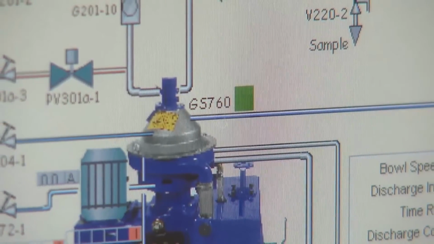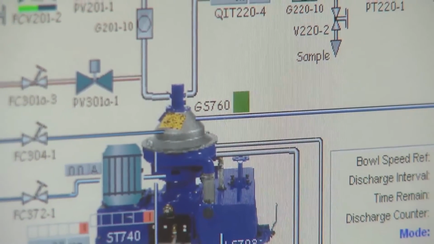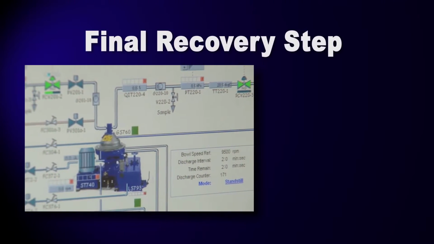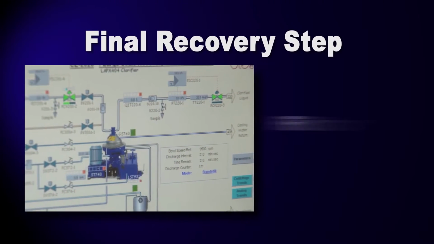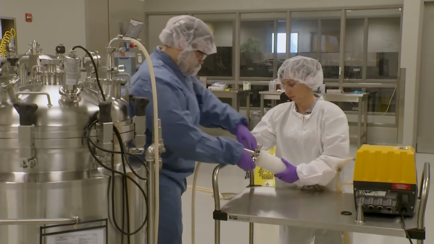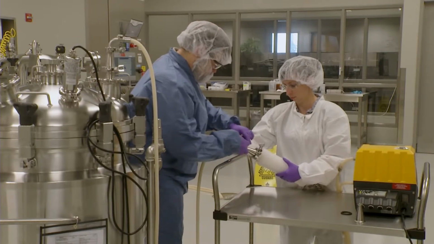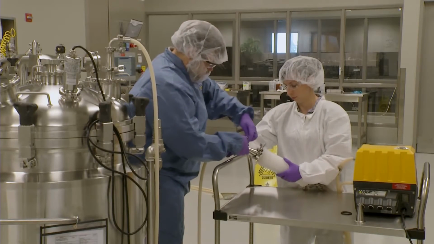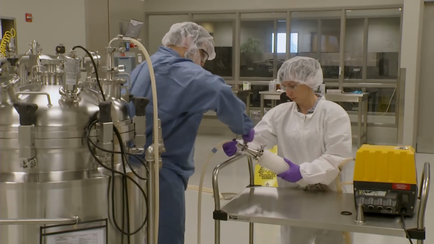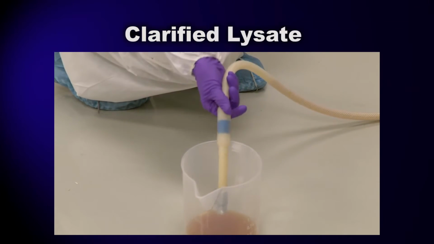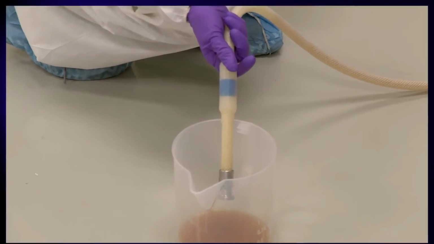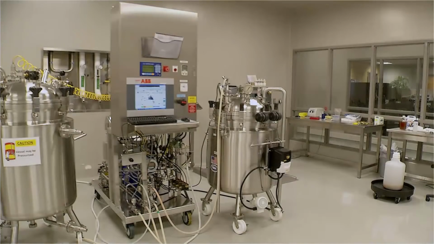Although the centrifuge has removed almost all of the cell debris, some small particles still remain. We'll remove those with our final recovery process step, filtration. The centrifuge lysate is pumped through a 0.22 micron filter. This filter is fine enough that it removes virtually all of the remaining solid materials. At this point, the process stream is referred to as clarified lysate. The recovery process is finished.